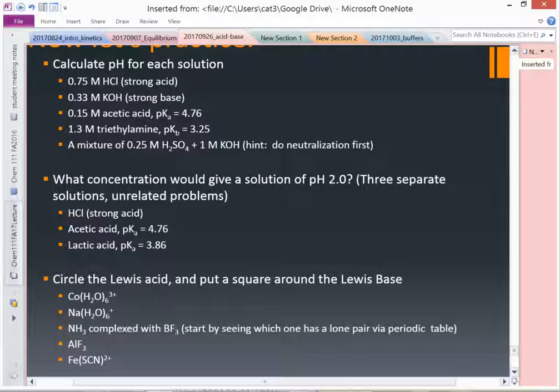So here's a bunch of practice problems. I think that we should keep going into buffers and start with this next one. Okay, let's do that.